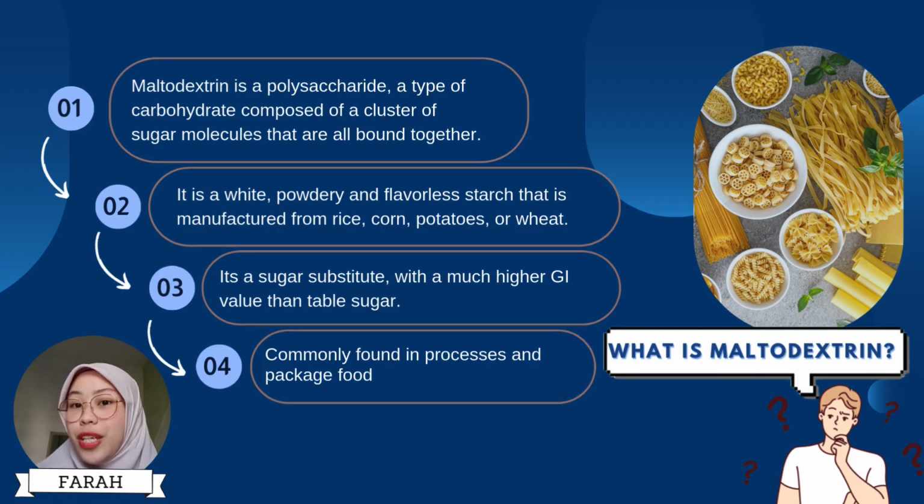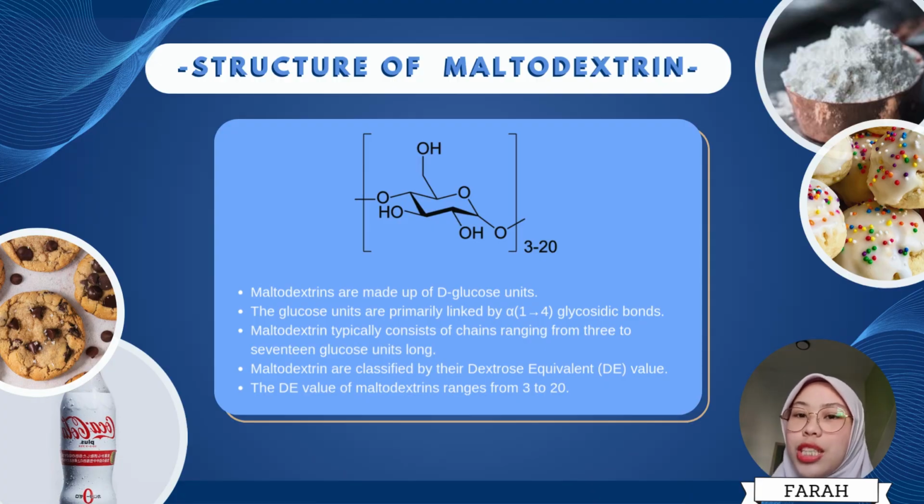So, what is maltodextrin? Maltodextrin is a polysaccharide composed of a cluster of sugar molecules that are bound together by the process of hydrolysis. Maltodextrin is a white, powdery, and flavorless starch that is made from rice, corn, potatoes, or wheat. Furthermore, maltodextrin is a sugar substitute with a much higher glycemic index. Food with a higher index will likely be digested and absorbed into the bloodstream quickly, causing blood sugar levels to increase. This white powder is commonly found in processed and packaged food as it can preserve the flavor of processed food. Next, I will explain the maltodextrin structure.